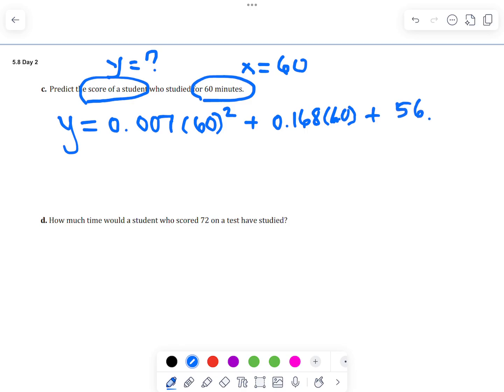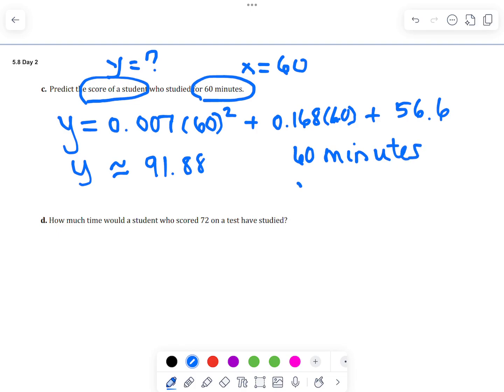And then we use our calculator to simplify that, and we get Y to be 91.88. So what did we find? If a student were to study for 60 minutes, their predicted score would be about a 92.